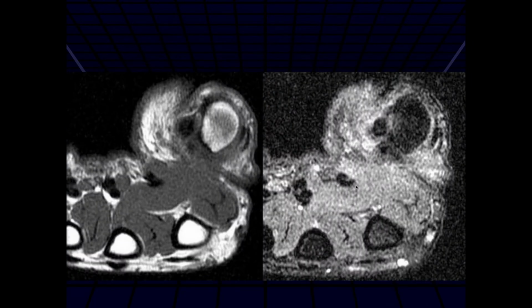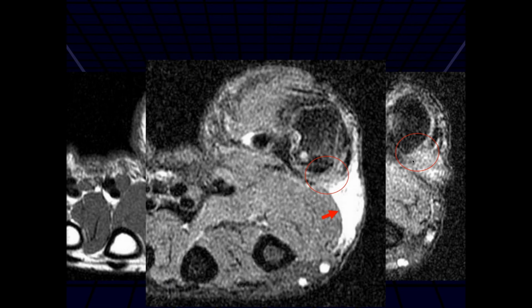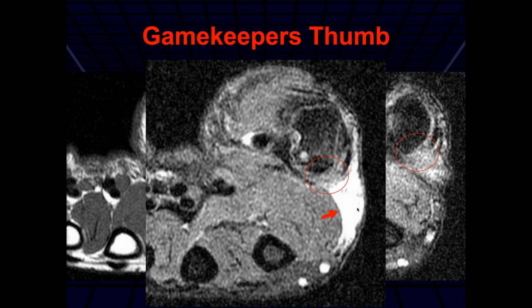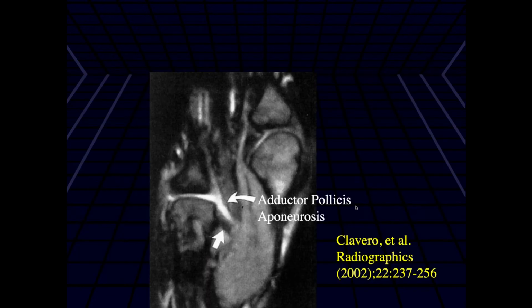So that would also be a non-Stener's type lesion. Here we can see kind of thickening in the region of the ulnar collateral ligament and increased signal intensity with some fluid and hemorrhage adjacent to it. That would be another tear.